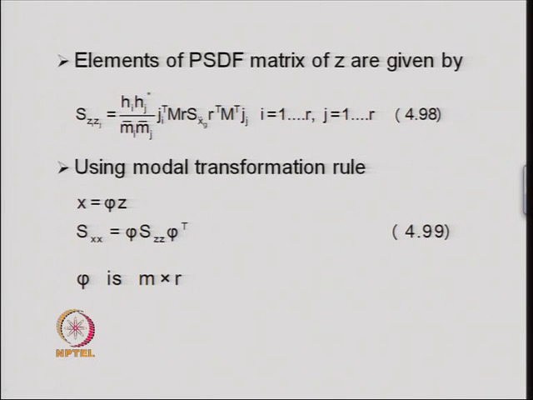Many a time we do not take all the modes into consideration. For example, here we are considering modes 1 to r, where r is less than the number of degrees of freedom. In that case, the phi matrix will be m by r, where m is the number of degrees of freedom and r is the number of mode shapes considered. So, using this truncated mode shape matrix, one can obtain the power spectral density function of the responses in structural coordinates by considering not all modes, but only a limited number of modes.